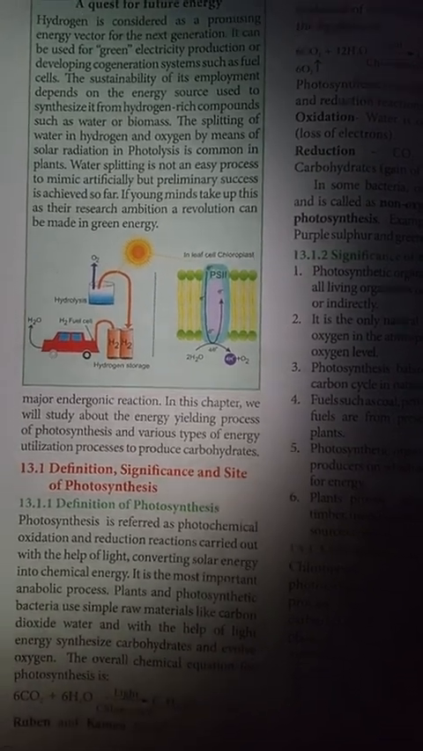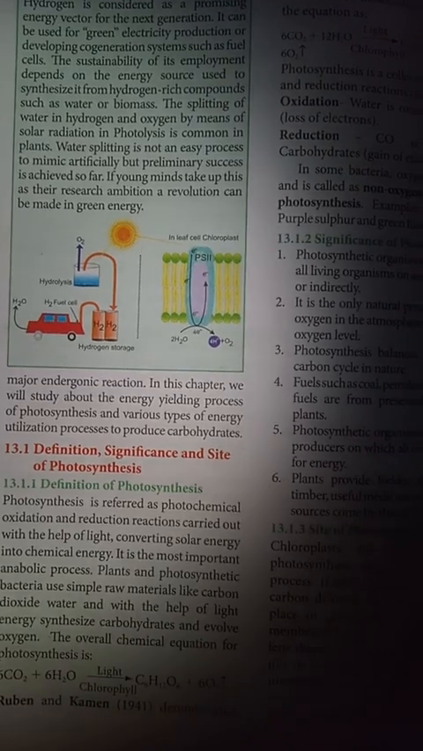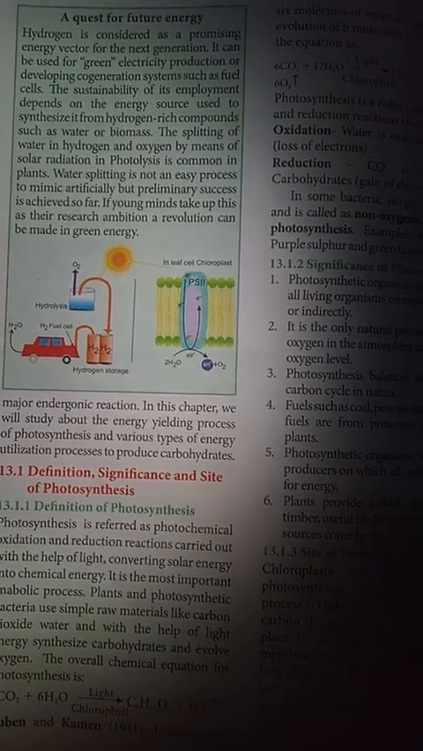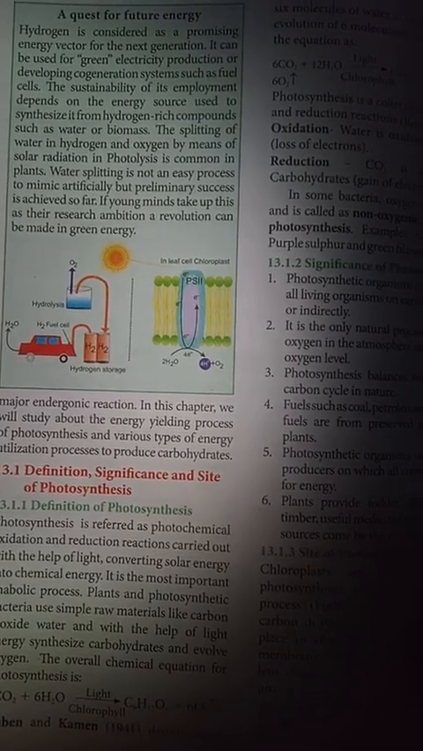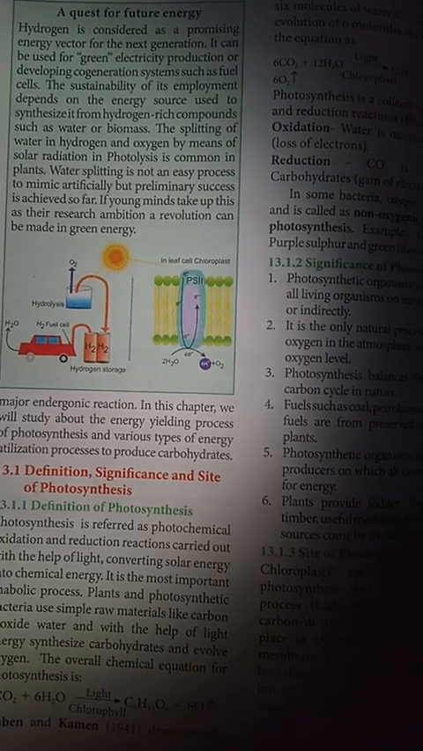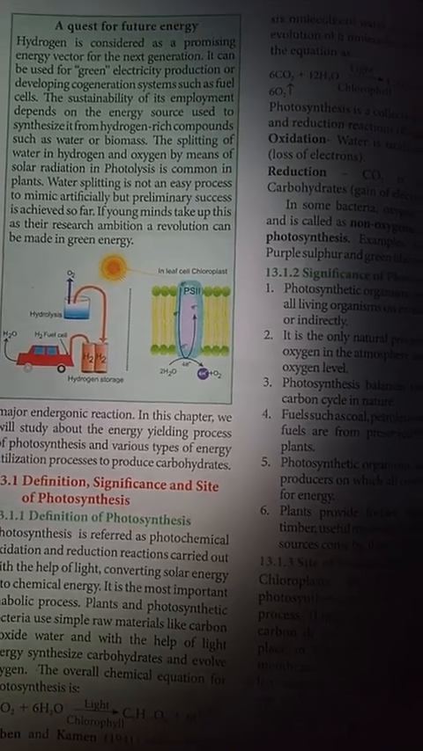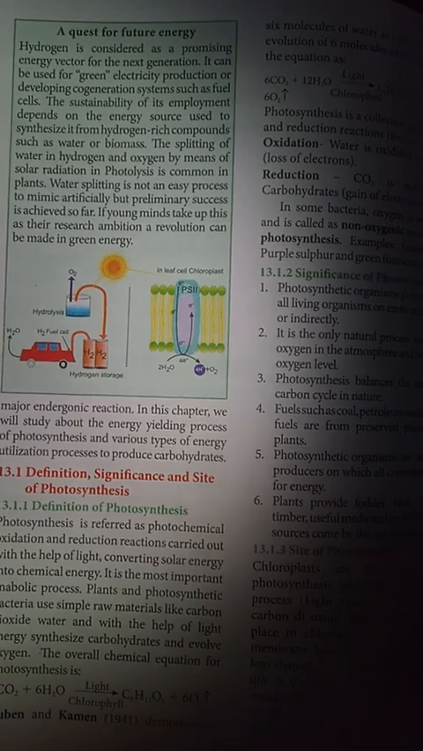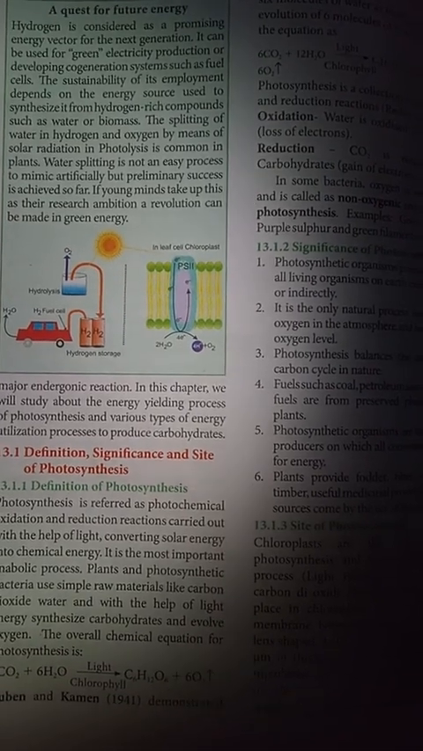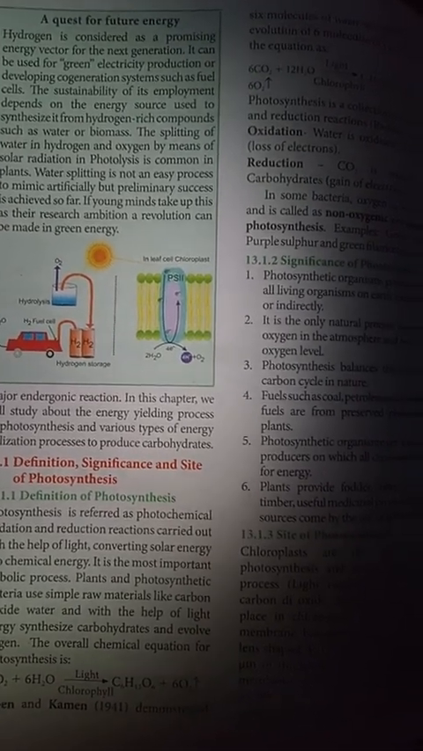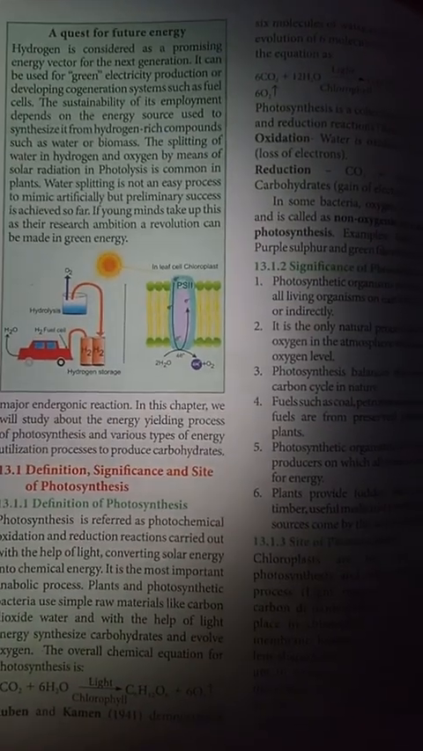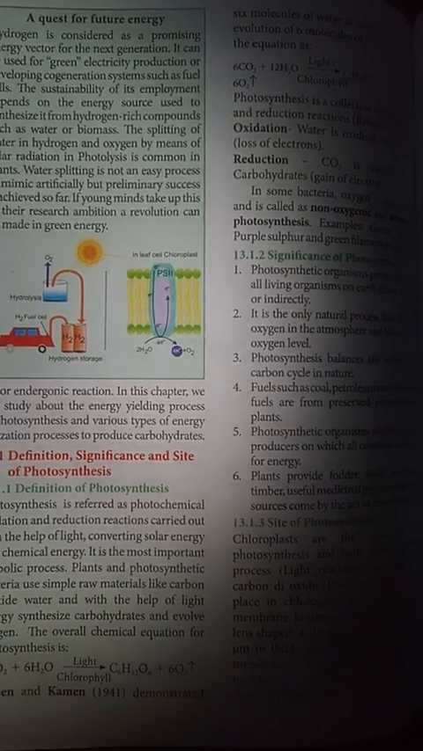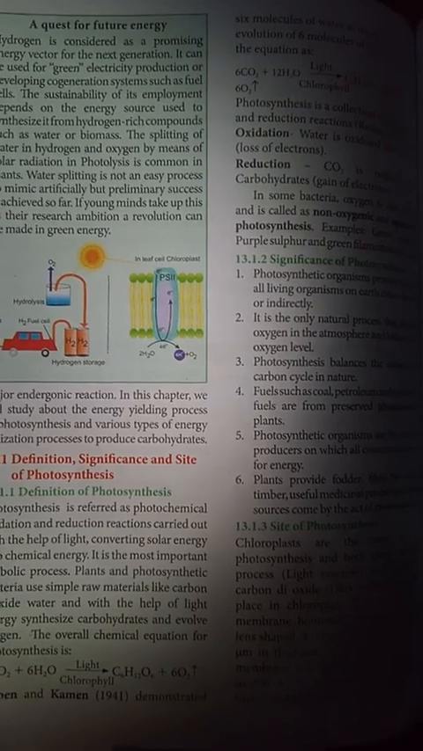Plants, as you all know, are the primary consumers. They are the only organism producing food of their own. Hence they are called autotrophs. Apart from plants, some photosynthetic bacteria too use simple raw materials like carbon dioxide, water, and with the help of light energy they synthesize carbohydrates and evolve oxygen.